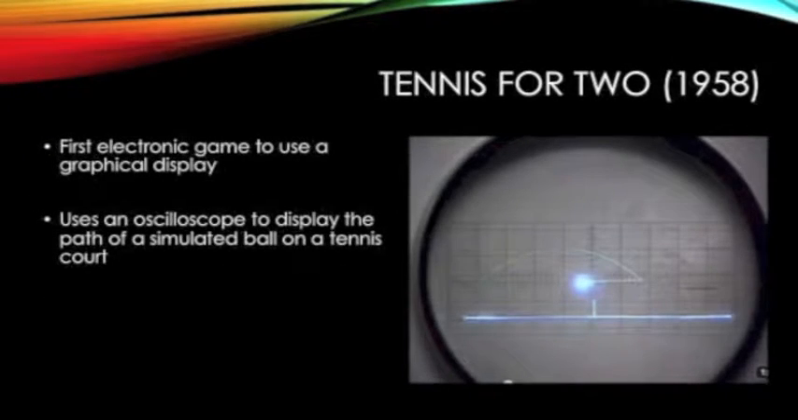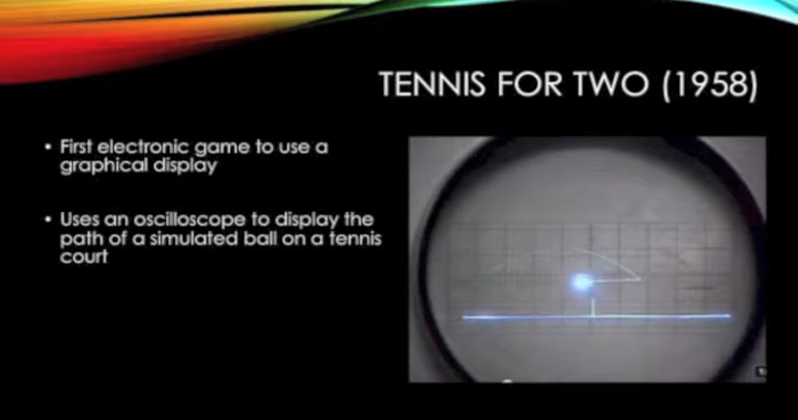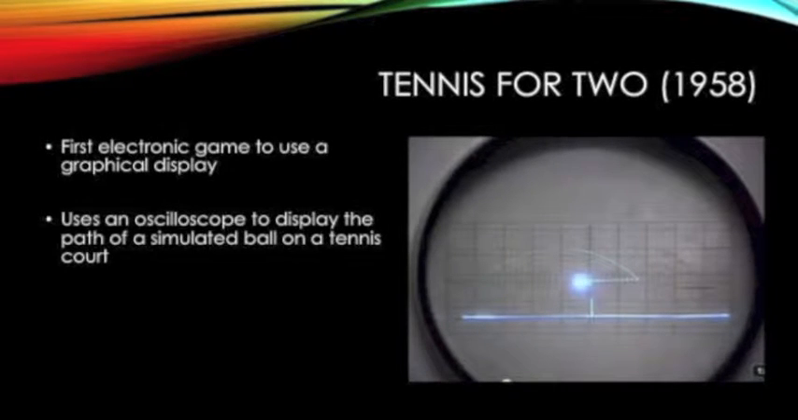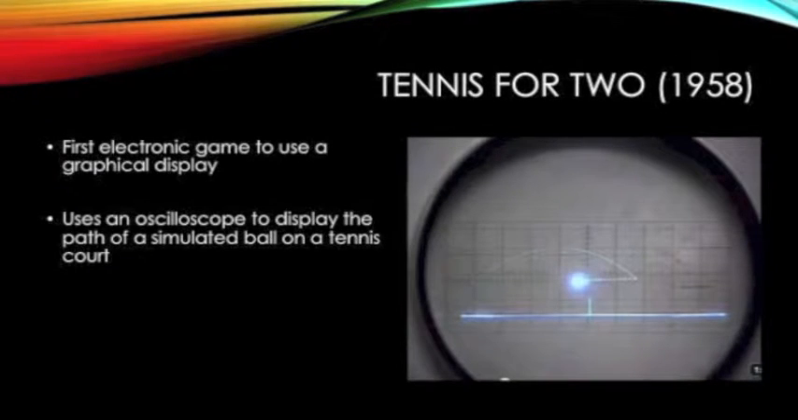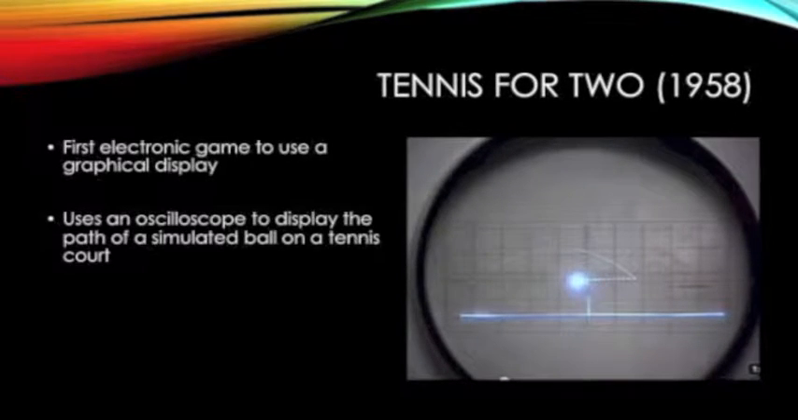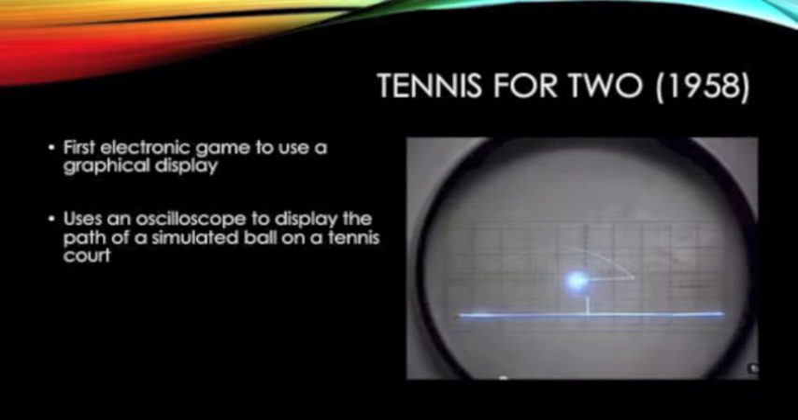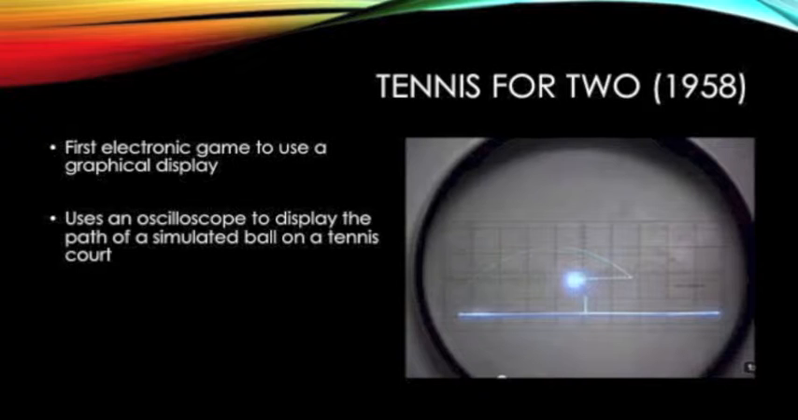In 1958, Tennis for Two was another early digital game. It was the first electronic game to use a graphical display, as shown by the picture on the right. It uses an oscilloscope to display the path of a simulated ball on a tennis court.